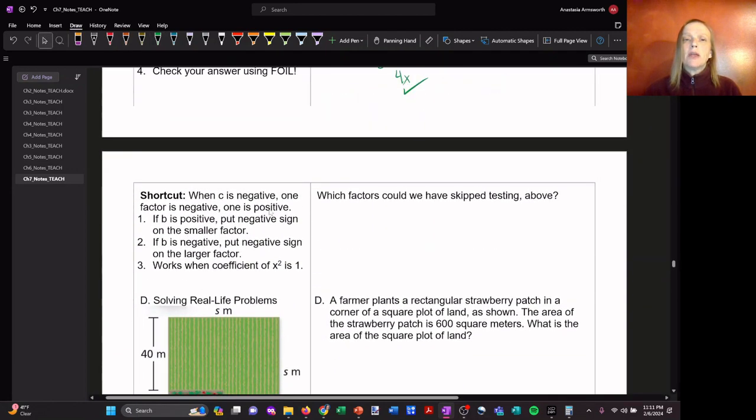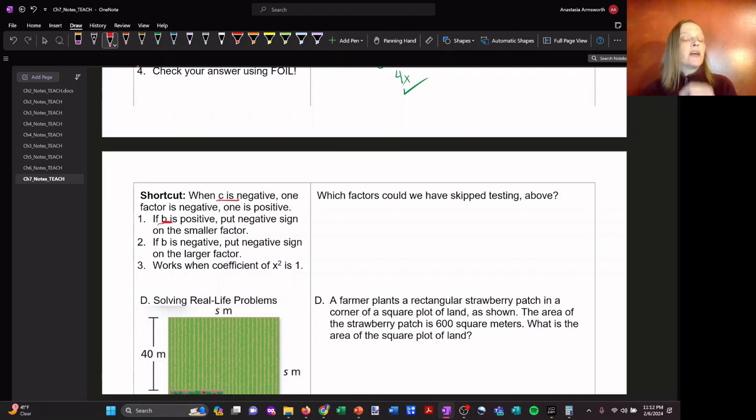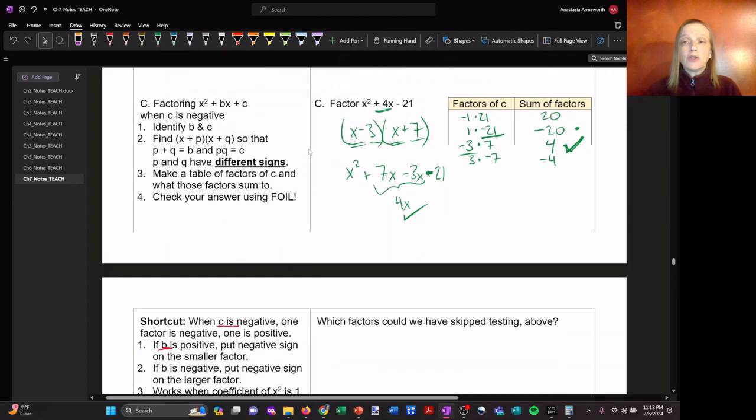So just to put in writing what I just said verbally, when C is negative, one of your factors is going to be negative, one's going to be positive. So look at B. If B is positive, put the negative sign on the smaller factor, so the positive wins out because the positive is on the large factor. On the other hand, if B is negative, put the negative sign on the larger factor so that the negative value overpowers the positive value. And this strategy works so long as the x squared has a coefficient of 1.